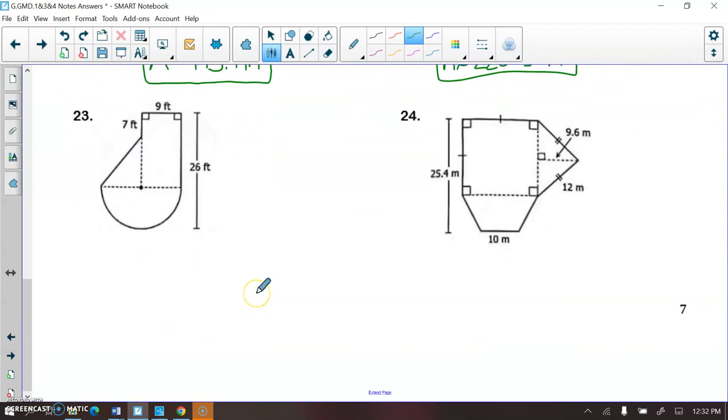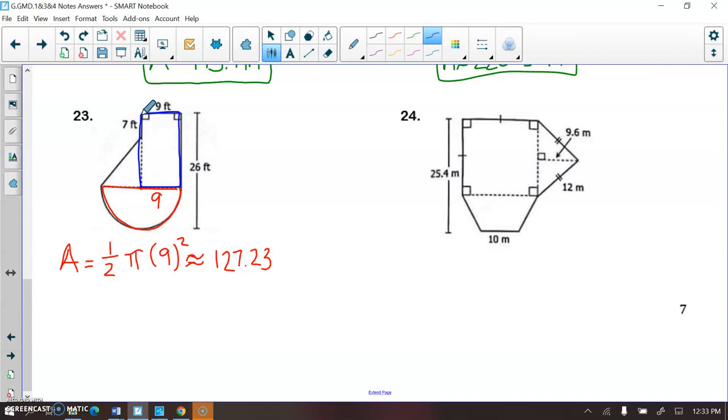All right, number 23, I have 3 shapes this time. One of my shapes is a semicircle with a radius of 9. Let's go ahead and find the area there first. So area is equal to 1/2 pi r squared. 9 squared is 81, and then times 1/2, and then times pi, rounded to the nearest hundredth, I get approximately 127.23.